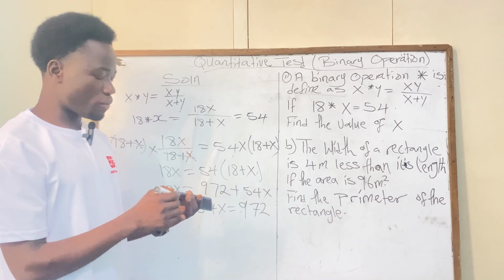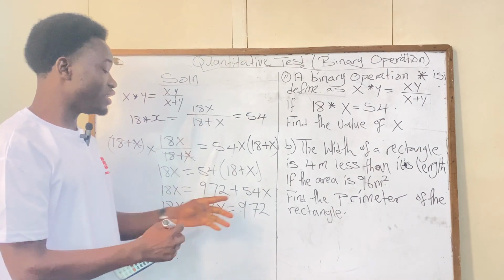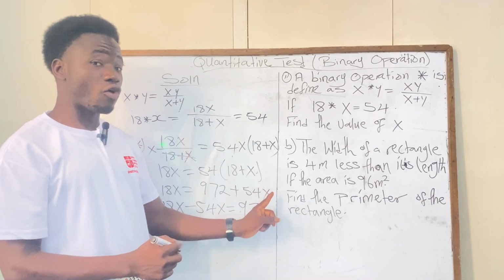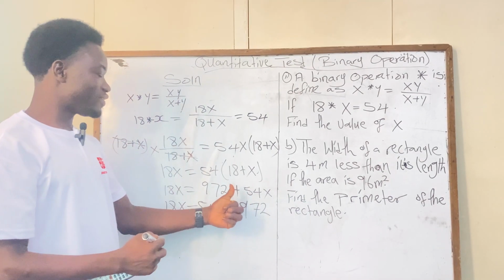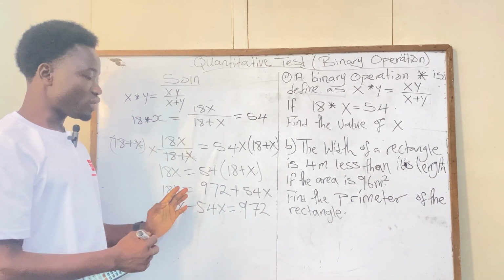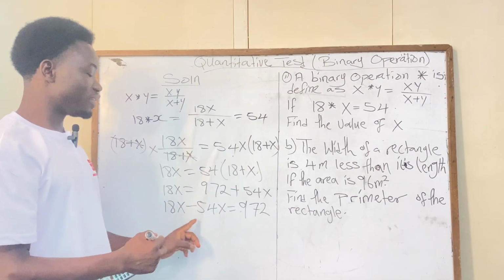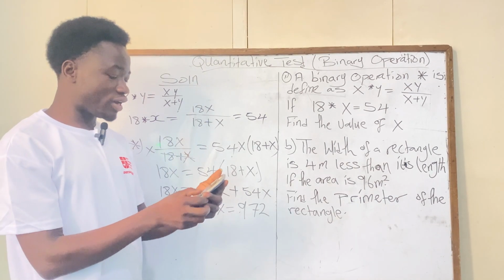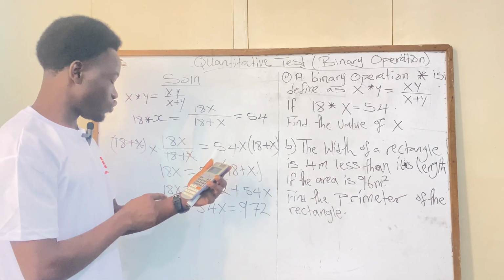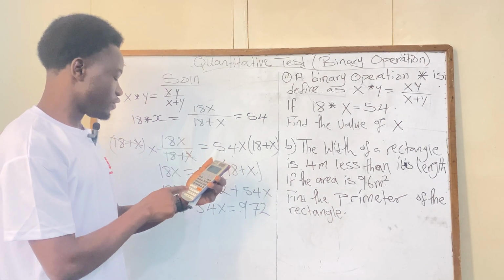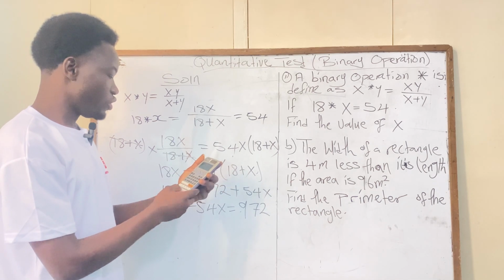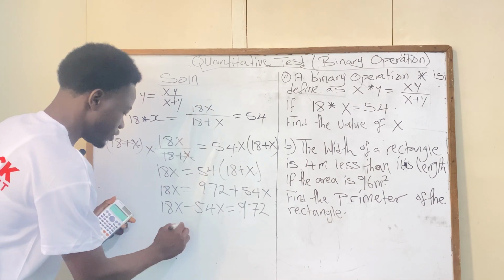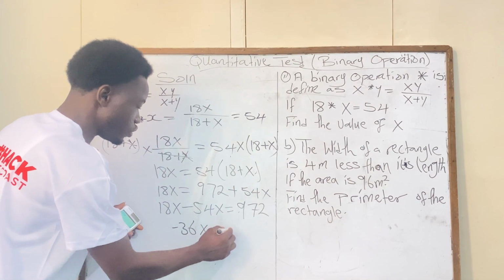Now the constant is drawn from the fact that we want to eliminate this 54x here, and to eliminate it, I will subtract 54x from the right hand side, and the same way I will do to the left hand side. That is why we say that when you are moving across the equal sign, the sign is going to change. So now when I take 18 minus 54, you can use your calculator to try that. So 18 minus 54 is going to be negative 36. So we have negative 36x, and this is equal to 972.